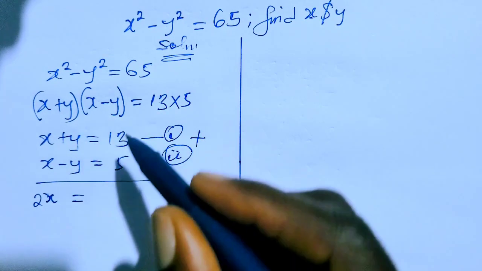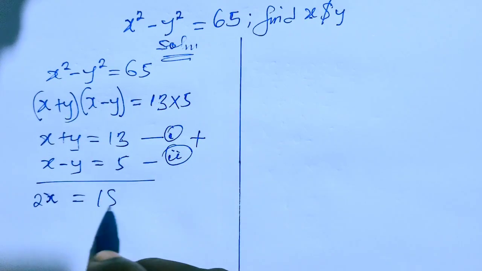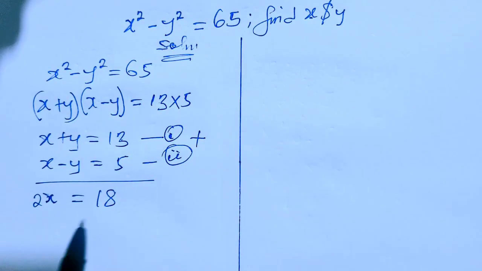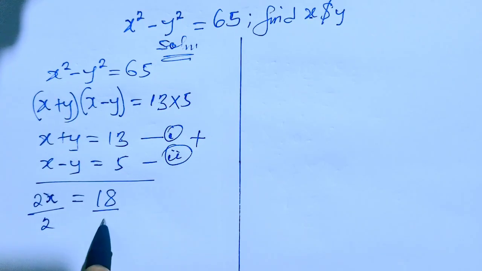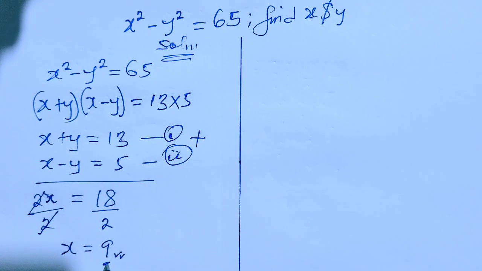Therefore, 2x equals 13 plus 5, that will give us 18. Now, to get the value of x, we are going to divide both sides of the equation by 2. Here 2 eliminates 2, and x equals 18 divided by 2, that gives us 9. And this is the value of x from this equation.